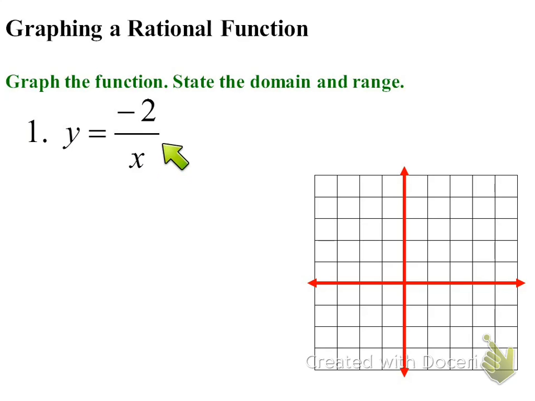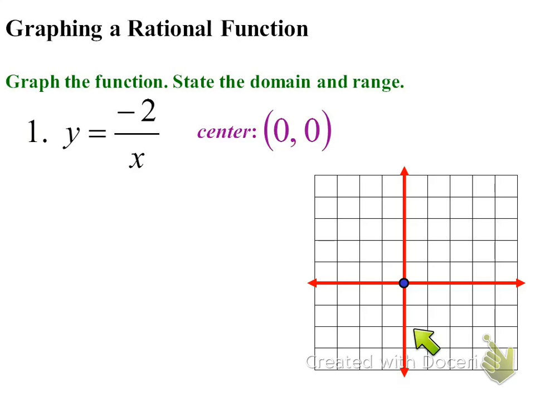So the y value is whatever they're adding or subtracting on the end. Is there anything being added or subtracted on the end? Okay? And then the x value is the opposite of whatever's going on around the x. Is anything going on around the x? No. So our center is going to be at 0, 0.